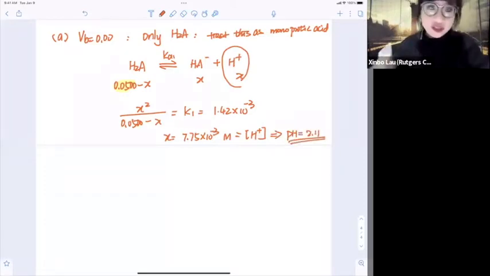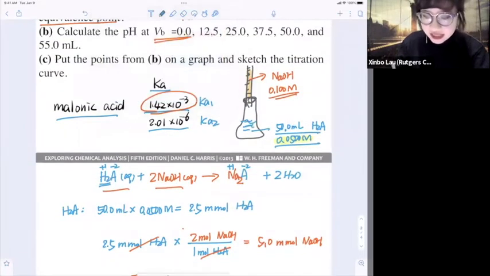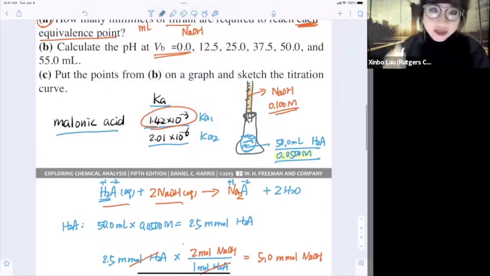So that's your first data point, where we didn't add any of the base. It's just the acid inside this Erlenmeyer flask, and its pH, just a weak acid. And that's a diprotic, but we treat it as a monoprotic. That's how it works. So that's where we started.